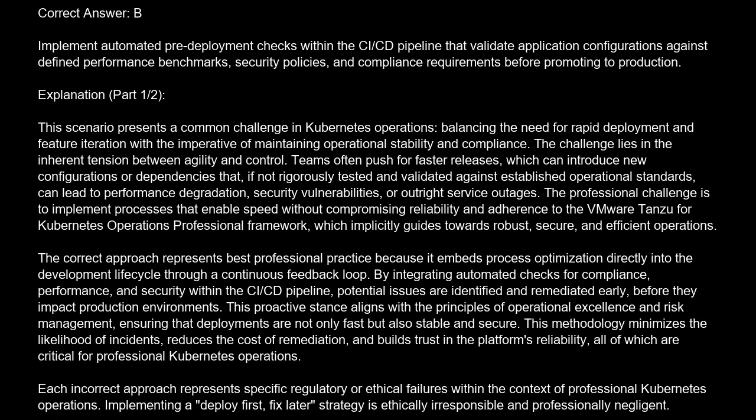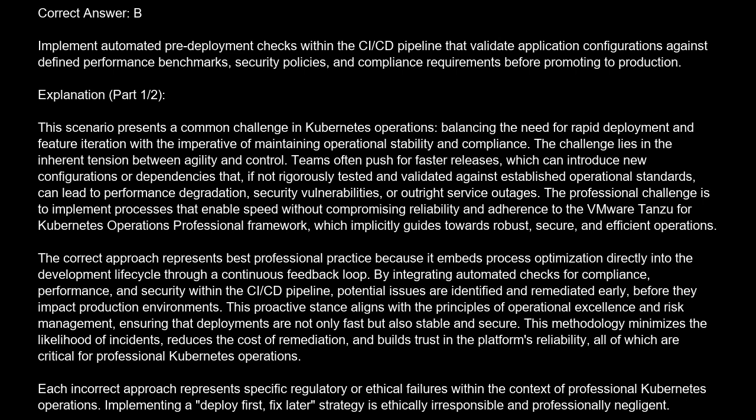The correct answer is B. Implement automated pre-deployment checks within the CI/CD pipeline that validate application configurations against defined performance benchmarks, security policies, and compliance requirements before promoting to production. Explanation. This scenario presents a common challenge in Kubernetes operations, balancing the need for rapid deployment and feature iteration with the imperative of maintaining operational stability and compliance. The challenge lies in the inherent tension between agility and control.